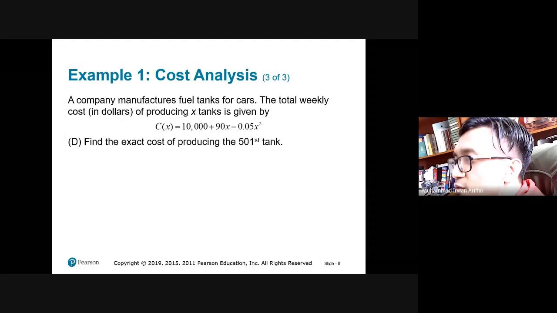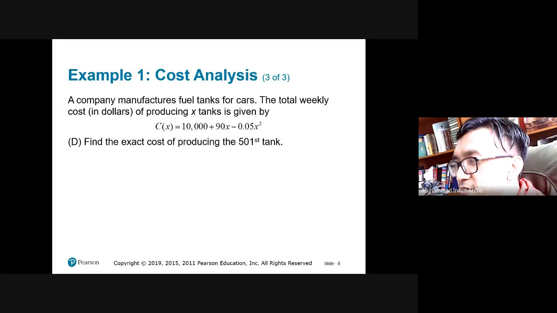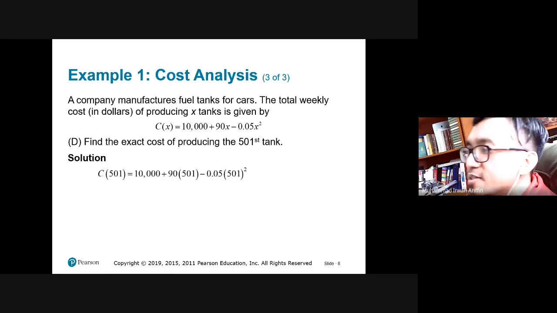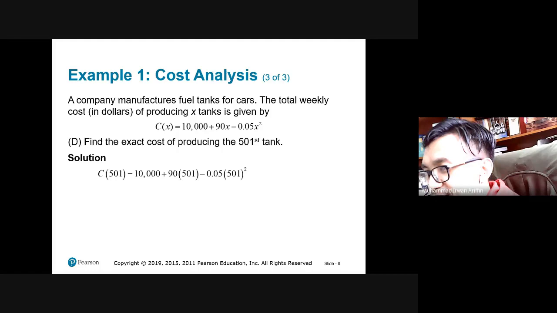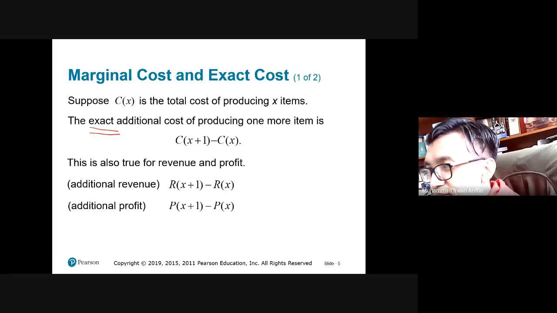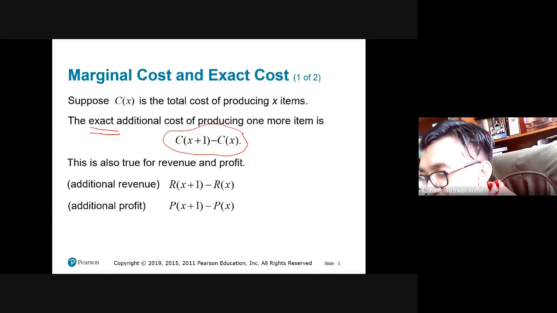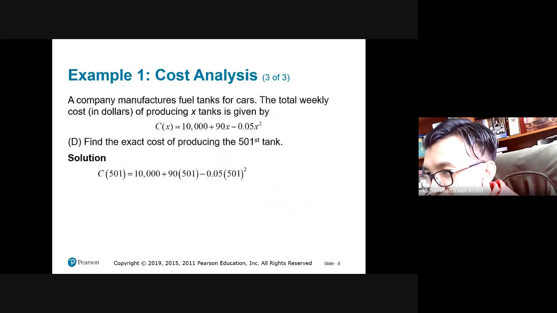So moving on. Let's say we want to find the exact cost of producing the 501st tank, the 500 first tank. The solution would be, of course, we apply the previous concept, the exact additional cost from part D. We simply find the total cost of producing 501 minus the total cost of producing 500 tanks. So that's basically what we are doing here.